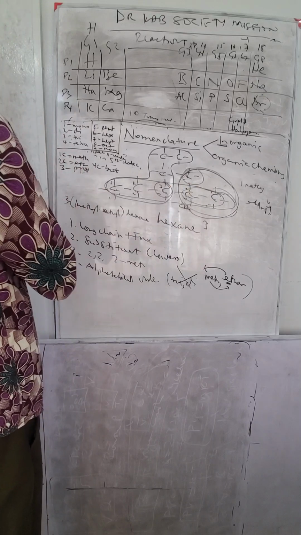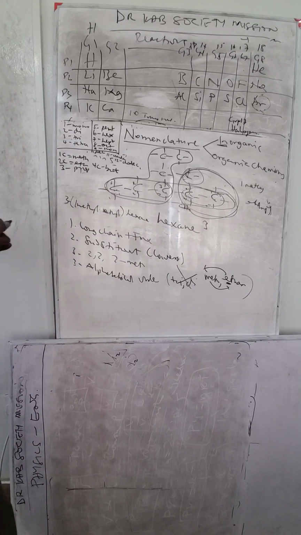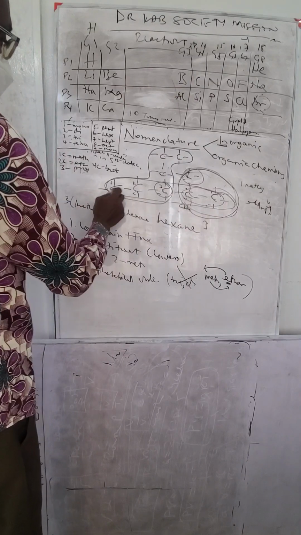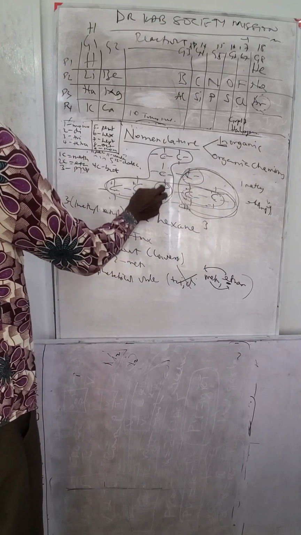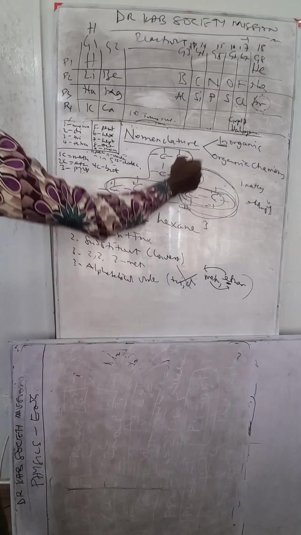Substituent on carbon chain 3. Okay, so identify. If you go this way, you get 5. You go that way, you get 5. But 1, 2, 3, 4, 5, 6. So that would be the longest, and this becomes the substituent.